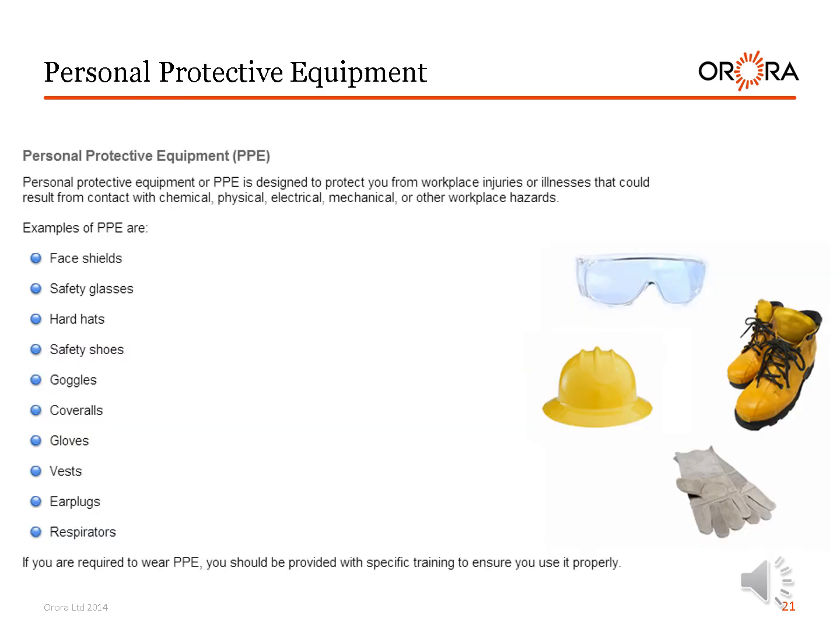Personal protective equipment. PPE is designed to protect you from workplace injuries or illnesses that could result from contact with chemical, electrical, mechanical, or other workplace hazards. Examples of PPE are face shields, safety glasses, hard hats, safety shoes, goggles, coveralls, gloves, vests, earplugs, respirators. If you are required to wear PPE, you should be provided with specific training to ensure that you use it properly.